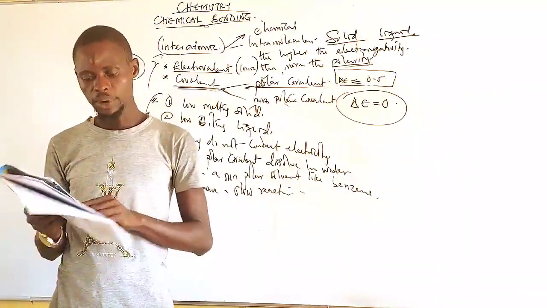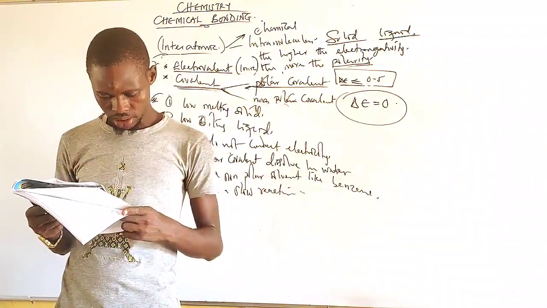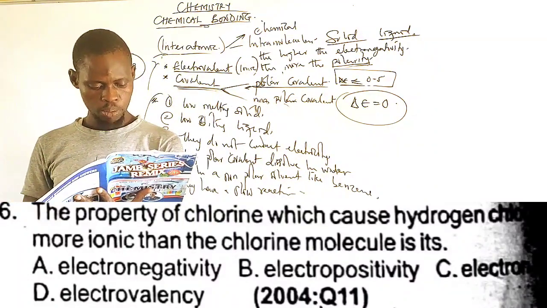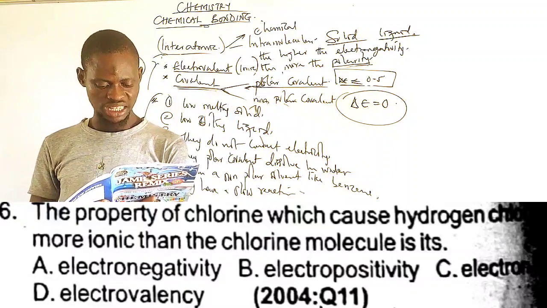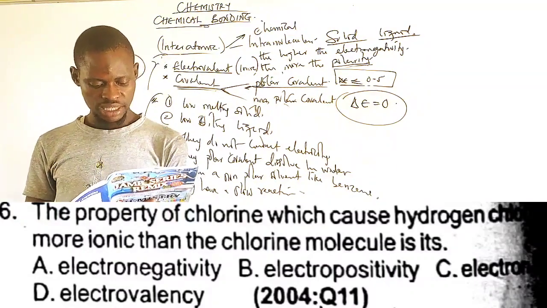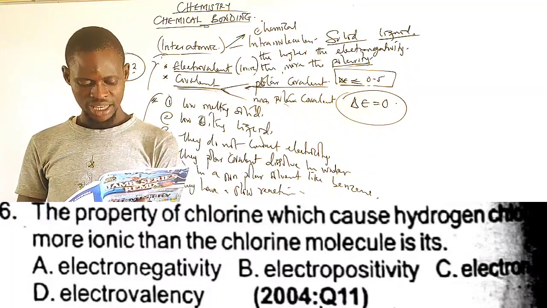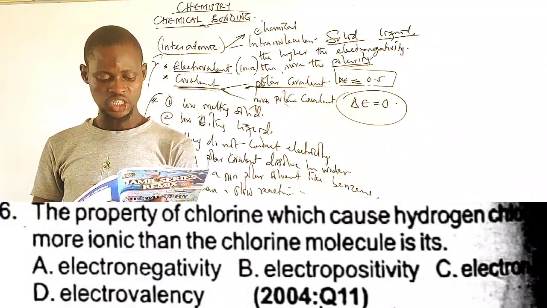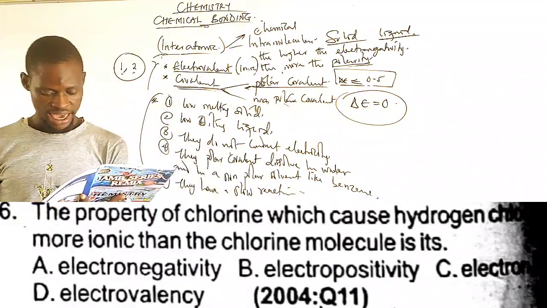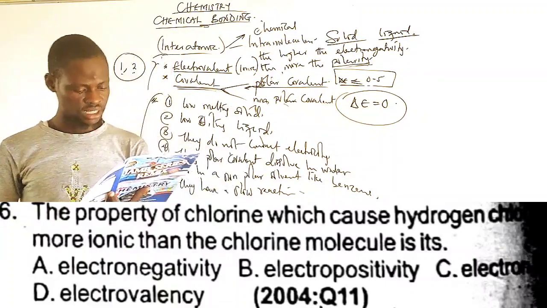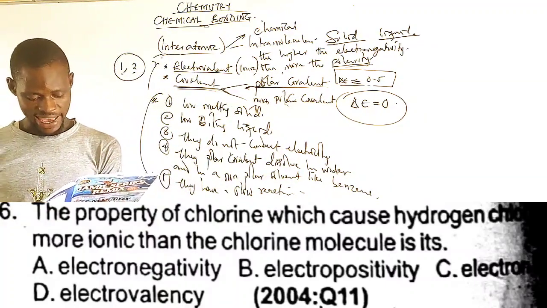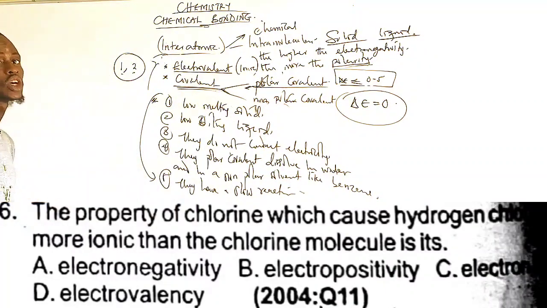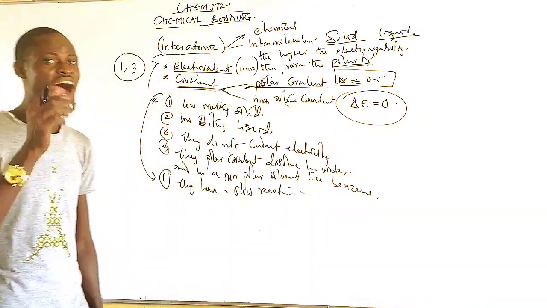Let me check a question on this property so that we can move on. The property of chlorine which causes hydrogen chloride to be more ionic than the chlorine molecule is its: A, electronegativity; B, electropositivity; C, electron affinity; D, electrovalency. The answer should be electronegativity, which is A. It is because of the electronegativity of chlorine, which is higher than the electronegativity of hydrogen, that hydrogen chloride is more ionic than the chlorine molecule.